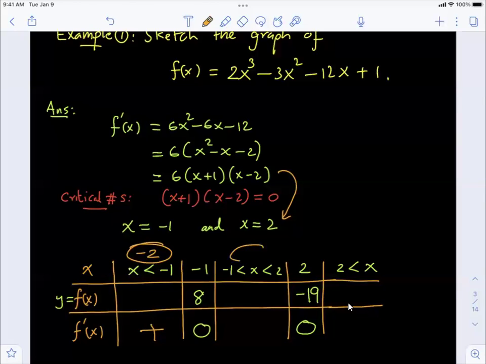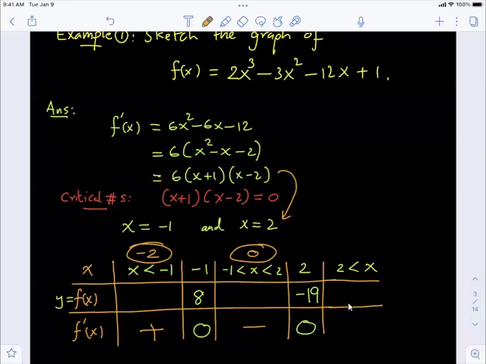Similarly, pick a value in this interval. What is the most convenient value you can think of between -1 and 2? Yes, you can pick many other values. You can pick fractions. However, we can pick 0 also. 0 is very convenient in computations. Plug it in the expression in the position of x. You will get 6 times +1 times -2, so it's going to be negative.